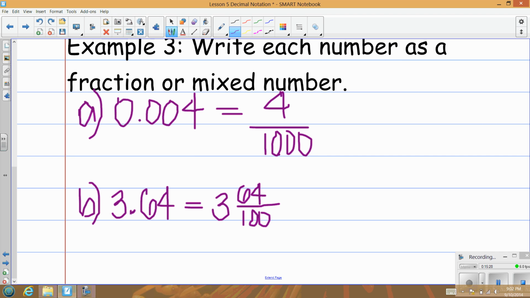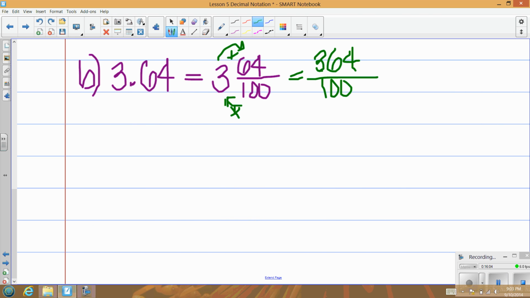If you wanted to write this as an improper fraction, you could leave it as 3 and 64 over 100, or an improper fraction. You're going to multiply these pieces, so it's 300, and then you add the 64. So it's going to be 364 over 100. If you divide 364 by 100, you would get 3.64. So either way, this all works out to end up being the same thing. It's just different ways of representing it.